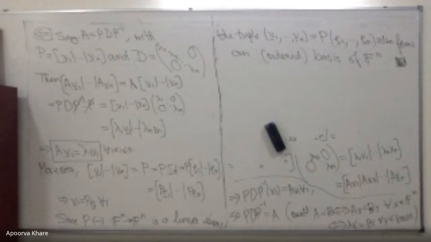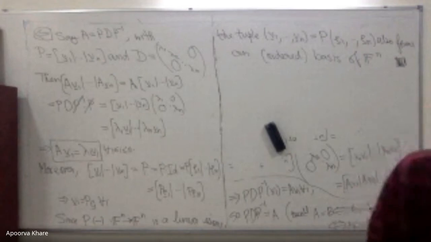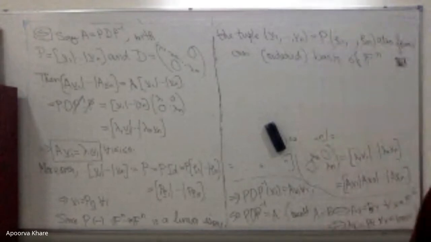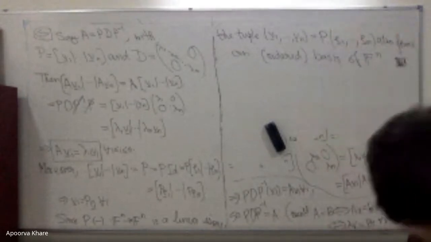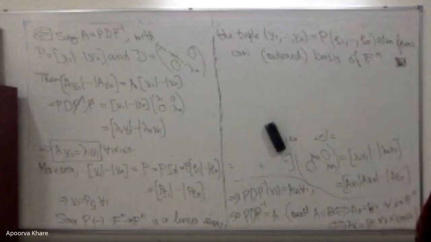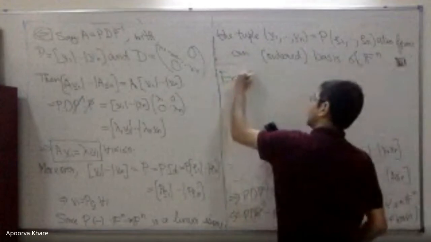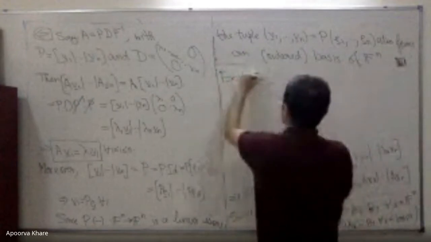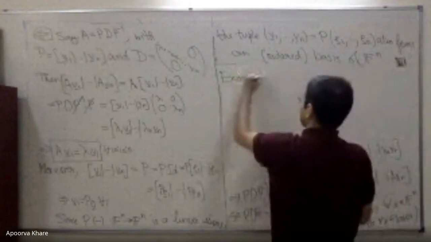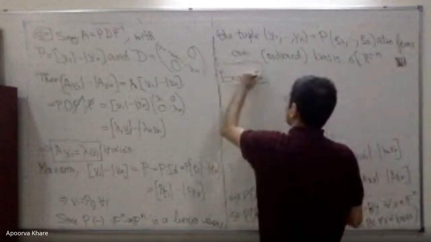Okay. Let's do some examples and then at least I'll write down the AM-GM inequality. Maybe I won't prove it and we'll continue next time. Okay. Examples. Examples of diagonalizable maps and of non-diagonalizable maps. There is also one that will be not diagonalizable.